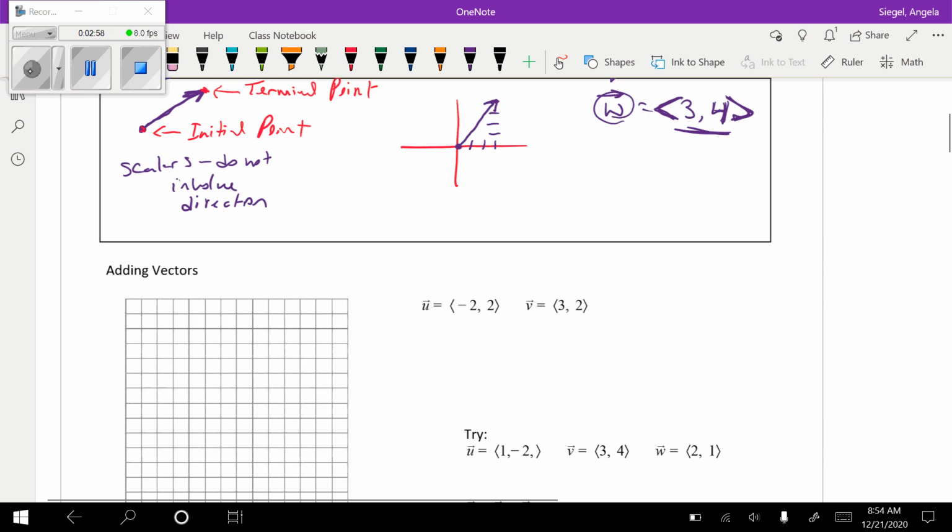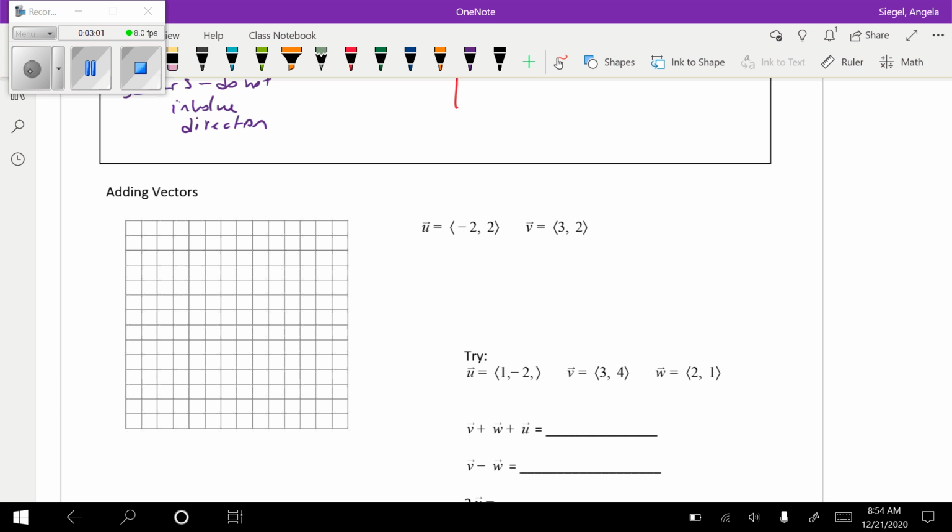Okay, so the next thing we're going to talk about is adding vectors. This is a little weird, but then we can get into the algebra of it, and we'll find that it's not that weird.